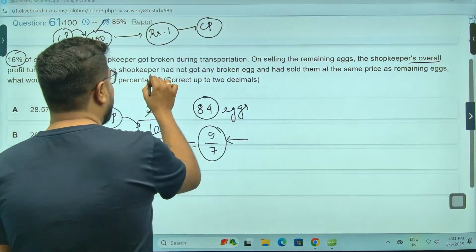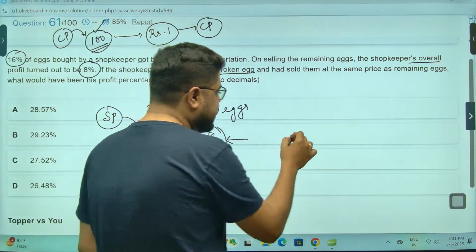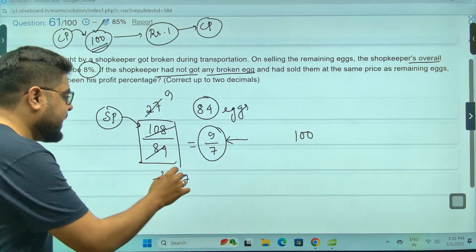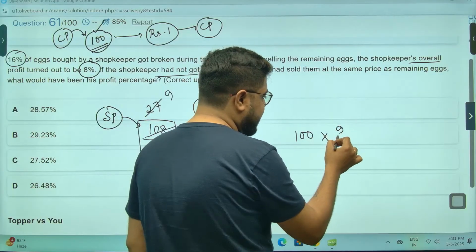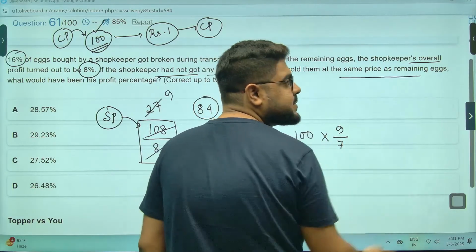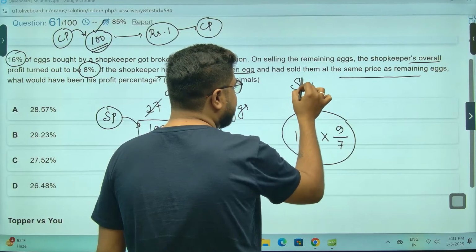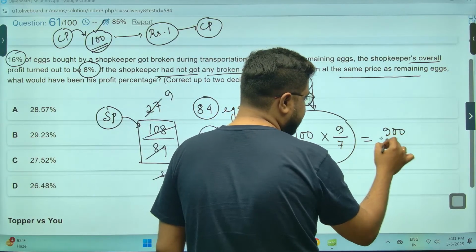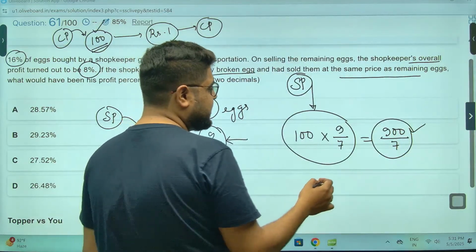Now, what they're saying is the shopkeeper had not got anything broken. So now he has 100 eggs only. Nothing has broken, and he is selling each egg for 9 by 7, the same price as the remaining eggs. So this would have been the new SP. In that case, it will be 900 by 7. Nothing can be done here.